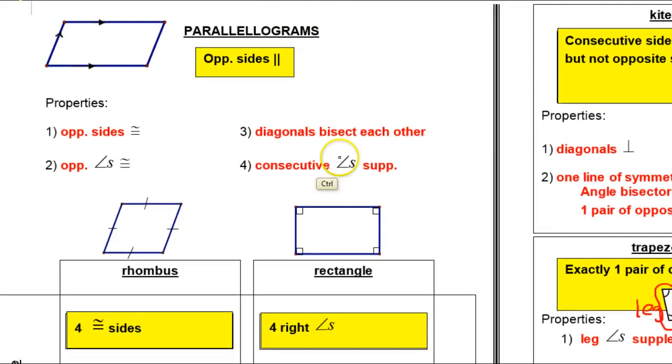So for starters, don't forget that these 5 things that we know about parallelograms will all be true for a rectangle. So the definition of a parallelogram, opposite sides are parallel, that applies. As well as the 4 properties: opposite sides congruent, opposite angles are congruent, the diagonals bisect each other, meaning they meet at the midpoint, and consecutive angles are supplementary. All of those things apply to a rectangle.